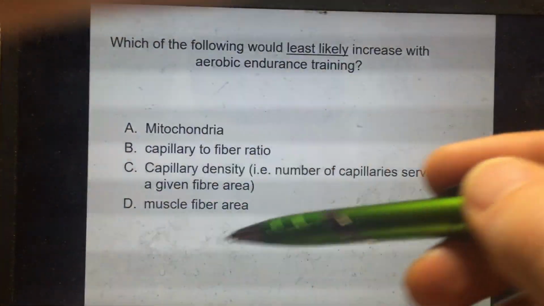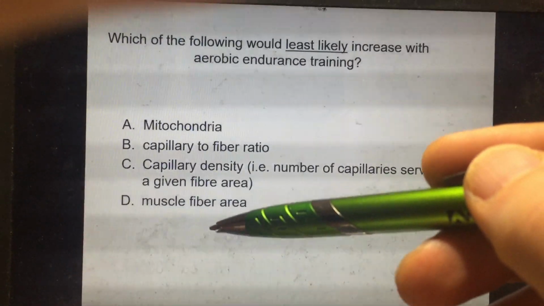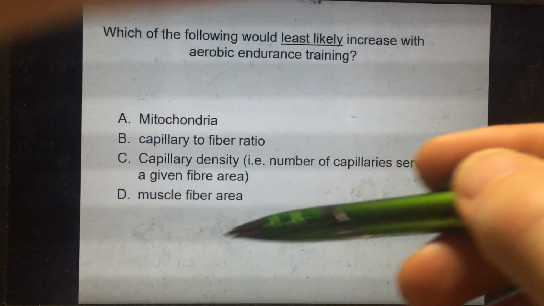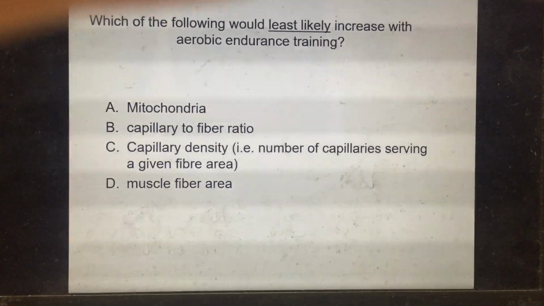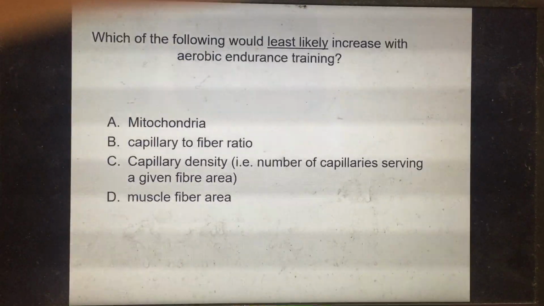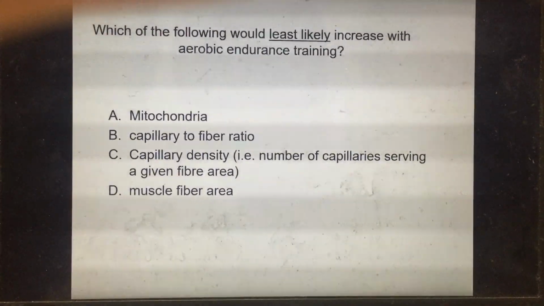There are some exceptions. I can think of a sport like cycling. If you go from an untrained state and you become a well-trained cyclist, then you do get some hypertrophy of your quadriceps muscle. But in most cases, aerobic endurance training has minimal effects on muscle fiber area.